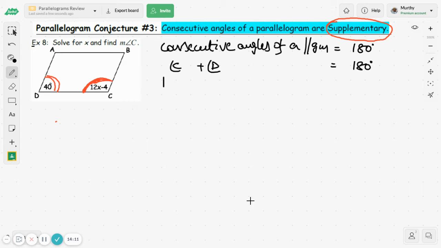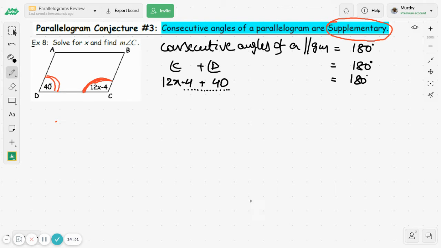The value of angle C is 12x minus 4 plus the value of D equals 40 degrees, that is equal to 180 degrees. So let me simplify the like terms. Like terms means the terms having the same variables.